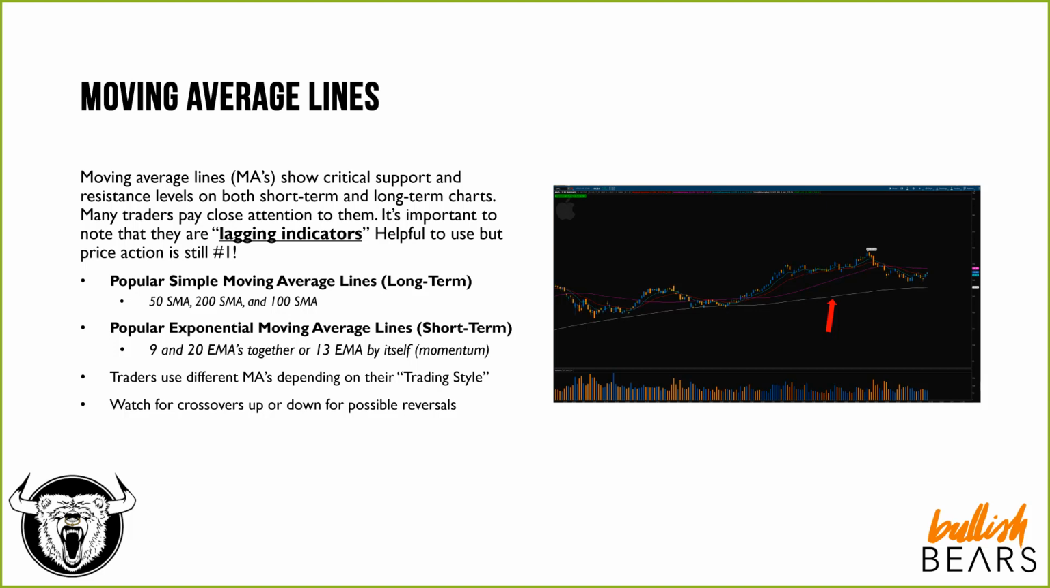But they're very popular. There are simple moving average lines and also exponential moving average lines, so EMAs and SMAs. Popular simple moving average lines are the 50, the 100, and the 200. Popular exponential moving average lines, or EMAs, are the 9 and the 20, or the 13 EMA by itself.